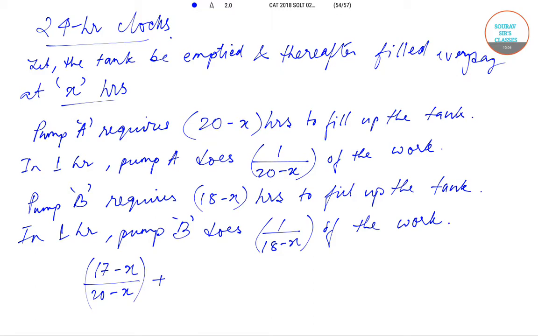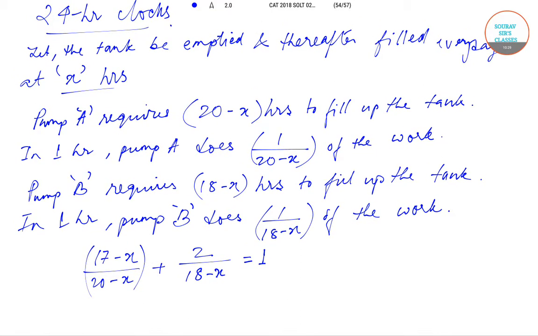Plus, now pump B worked from 5 p.m. to 7 p.m., so it worked for 2 hours. Now we know that in 1 hour pump B does 1 by 18 minus X. So in 2 hours pump B would have done 2 by 18 minus X. And this entire thing will be equal to 1. Now let's go on to Thursday. For Thursday, we'll assume that it has been said that pump A and pump B start simultaneously and work all along to fill the tank.